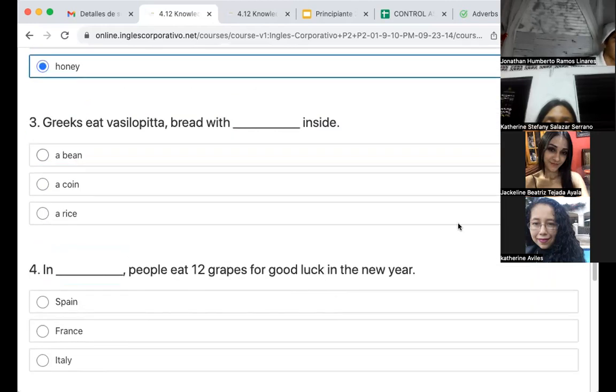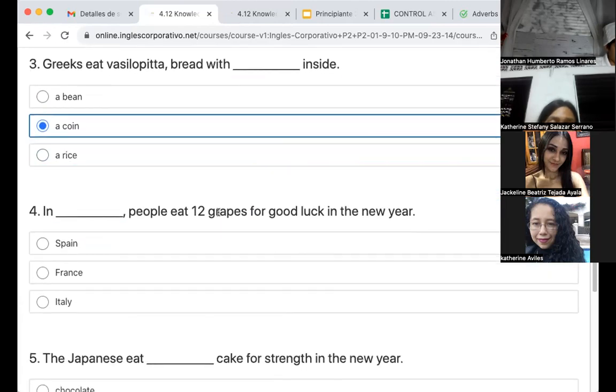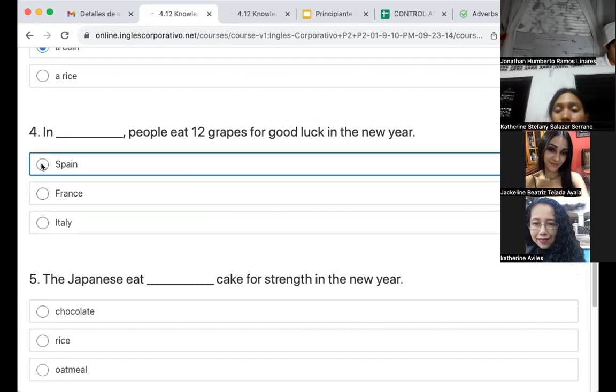Number three. Greeks eat vasilopita, bread with a coin. I see. A coin inside. So you have to be very careful because you have to take care of your teeth. Number four, Spain. A coin. Spain. Yes.